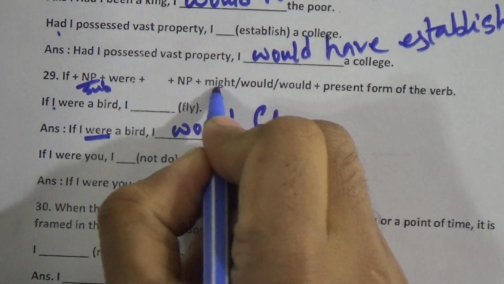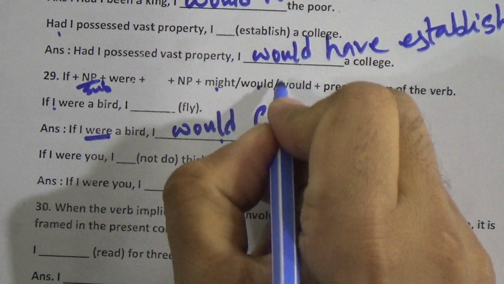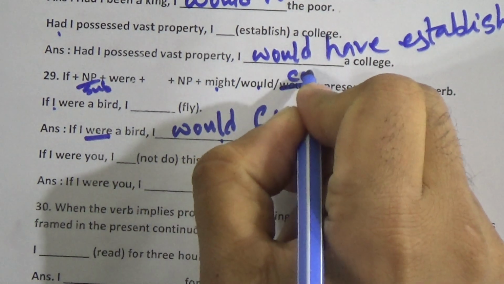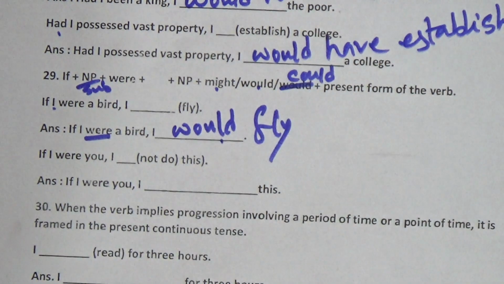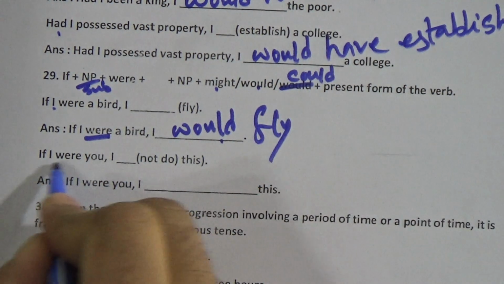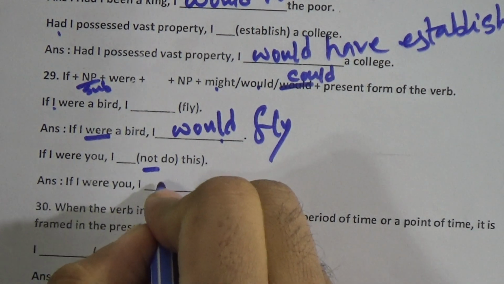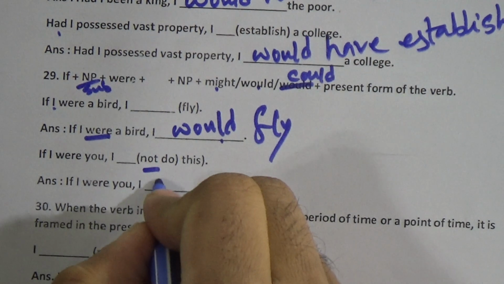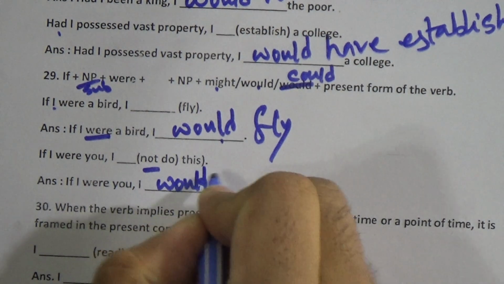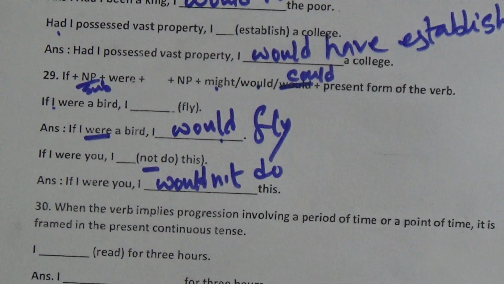Would fly. Would, could, might, plus the present form of the verb. If I were you, here negative, I wouldn't do this. And next rule, rule 30.